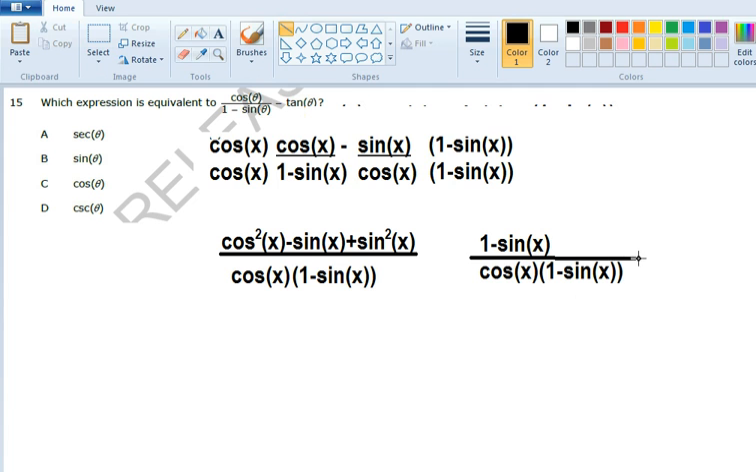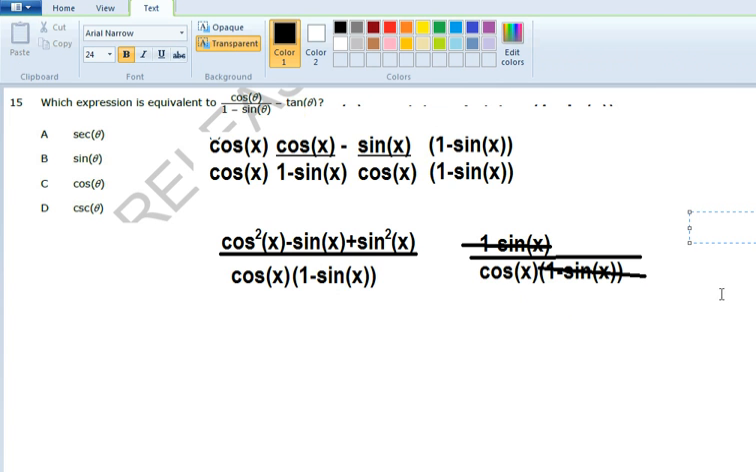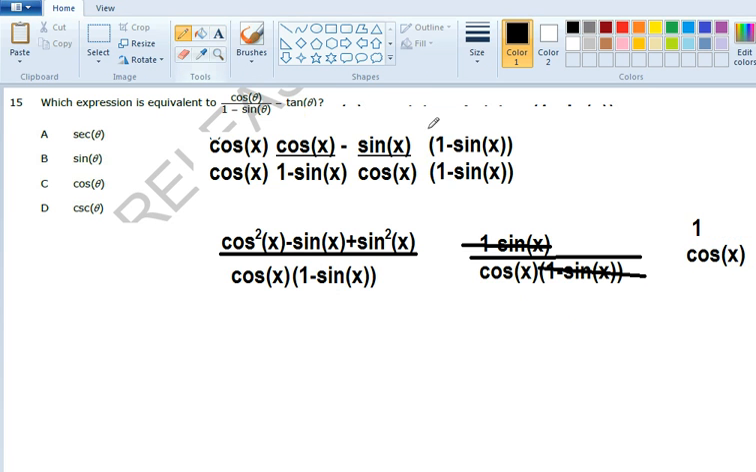Now, I can cancel 1 minus sine of x. And again, I got this because cosine squared plus sine squared is 1. Then I had the minus sine of x. I can cancel this out with this. And I get 1 over cosine of x. Okay. So all that simplified to 1 over cosine of x.